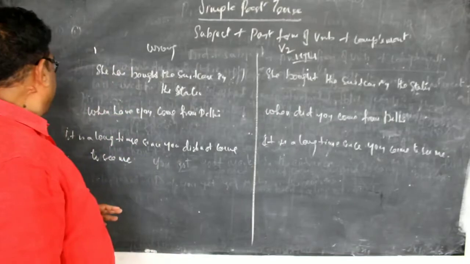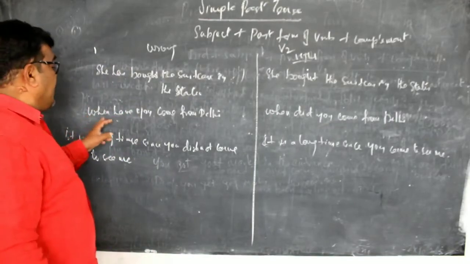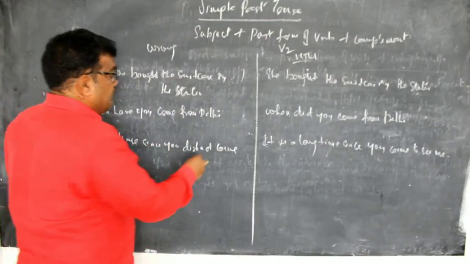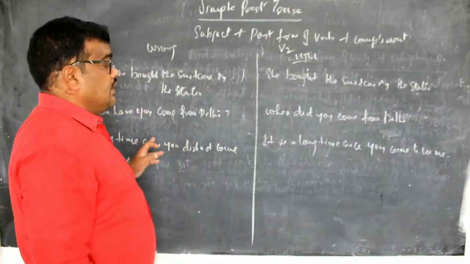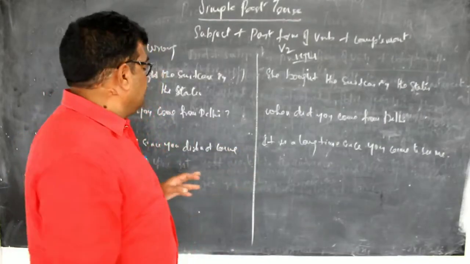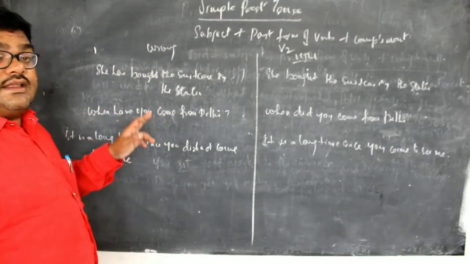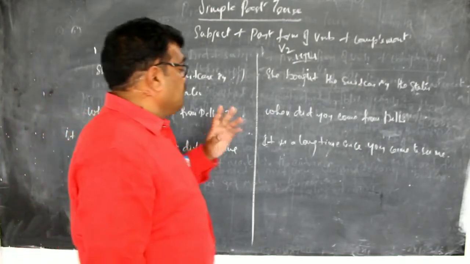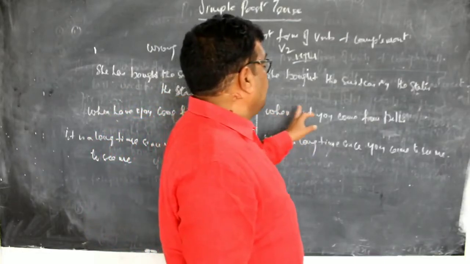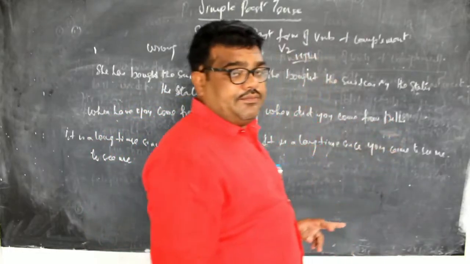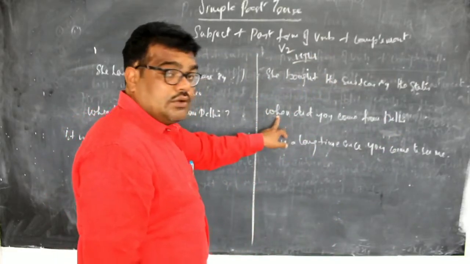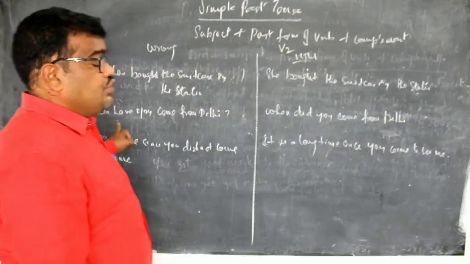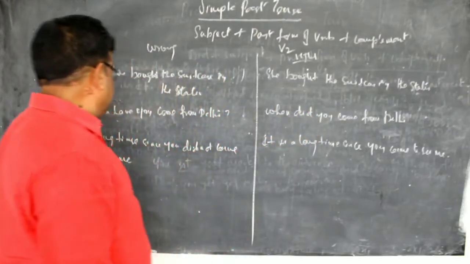Another example. When have you come from Delhi? The question is, when have you come from Delhi? You must not use present perfect when the question starts with when, W-H-E-N. So you use simple past. When did you come from Delhi? Mind you, when is not used in the question form in the present perfect tense. It is used only in the simple past tense.